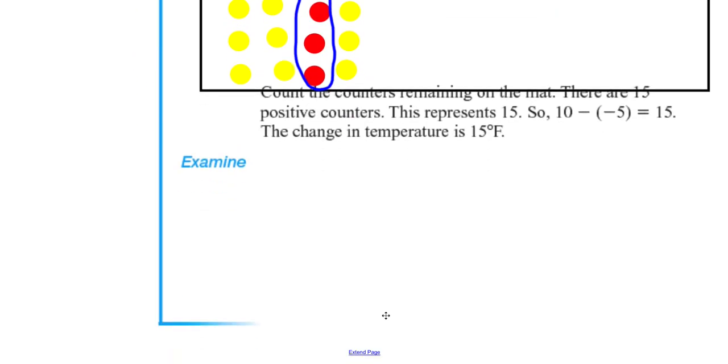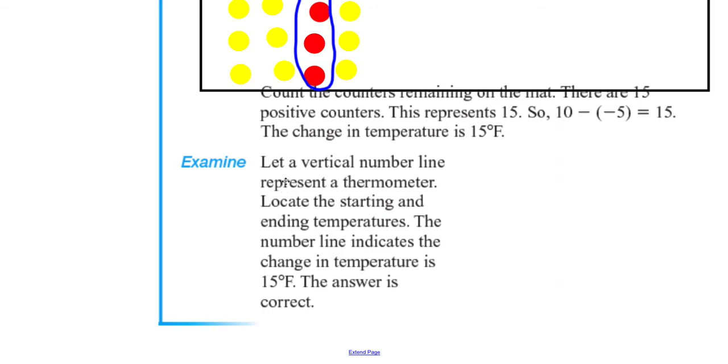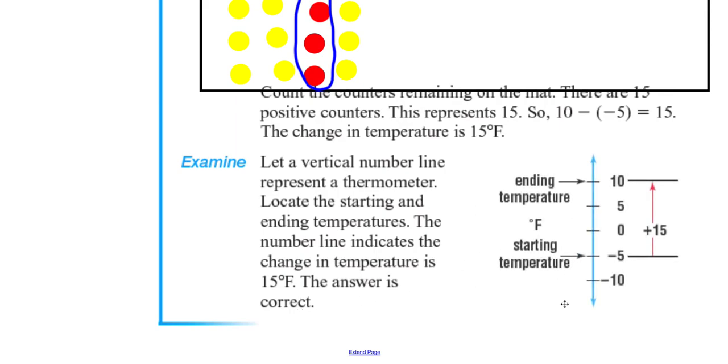Okay? So another way of doing this, if we want to check if our answer makes sense or not, is to create a vertical number line, which represents a thermometer. Locate the starting and ending temperatures. The number line indicates the change in temperature, which is 15 degrees. This is our number line right here.